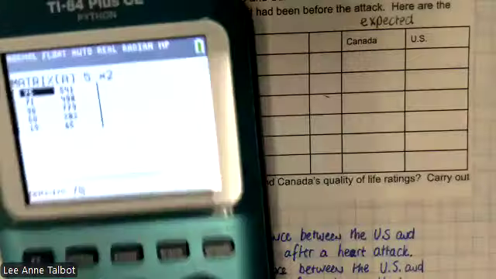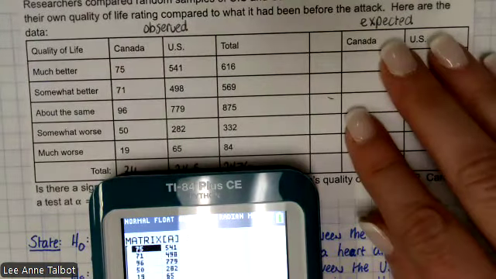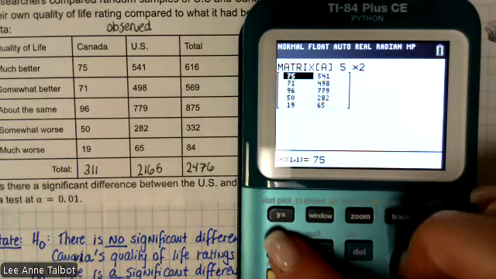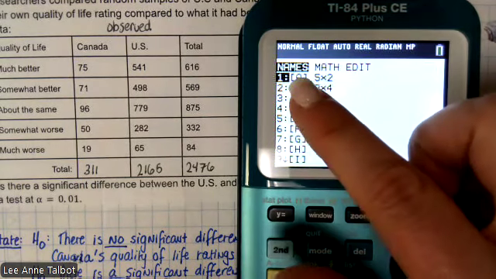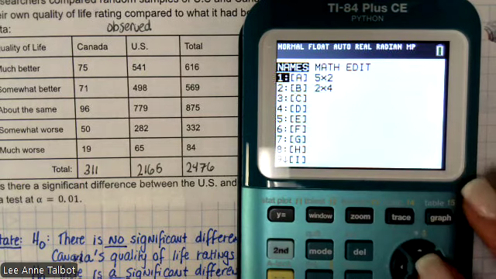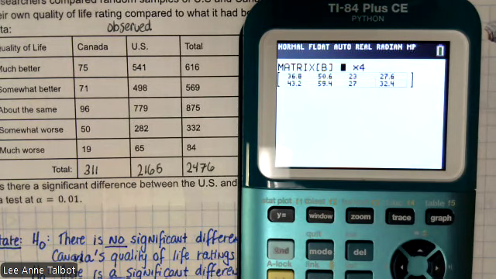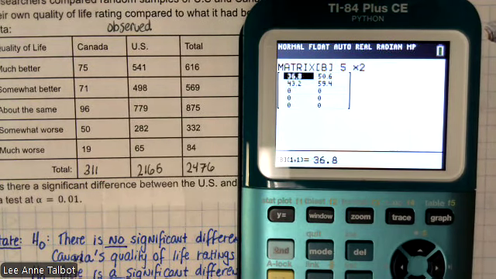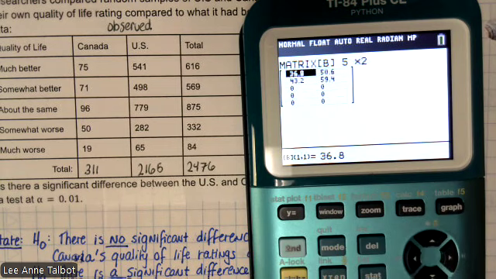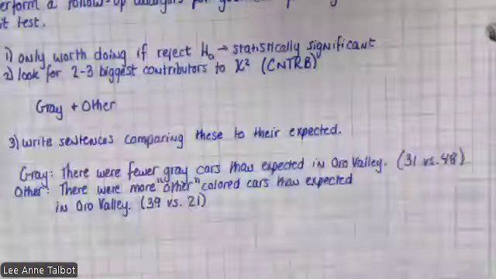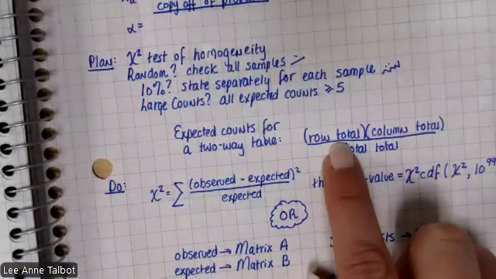Okay, now we're going to find the expected counts next, but I'm going to be lazy and have the calculator do the math for me. Go second inverse, back to here. Scroll over to edit again and go to B and make it 5 by 2. Now you can actually type math into these cells. And I told you guys the notes back here. The formula is row total times column total over total total.